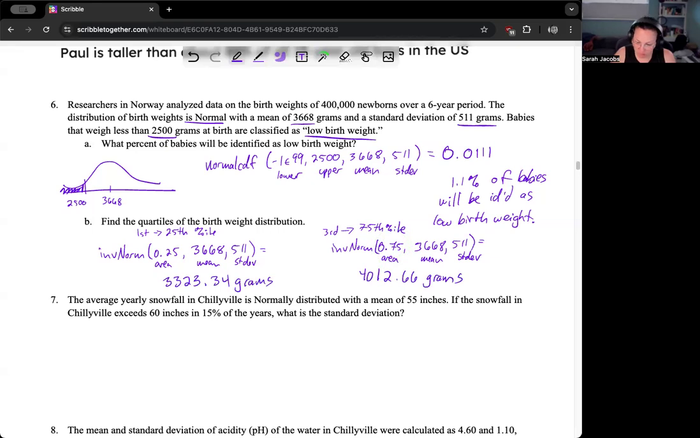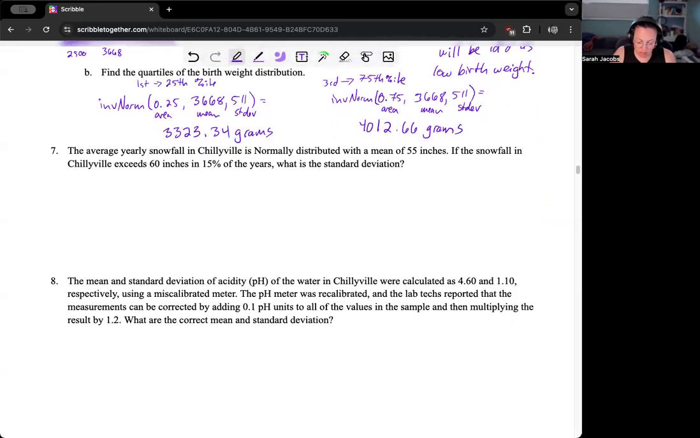Okay. Onward. This, pretty sure, is right off your first test. The average yearly snowfall in Chillyville is normally distributed with a mean of 55 inches. If the snowfall in Chillyville exceeds 60 inches in 15% of the years, what is the standard deviation? So, we don't know the standard deviation. We do have a percent. Now, exceed 60 inches. So this is where, when in doubt, draw it out. Thank you, Mr. Hill.